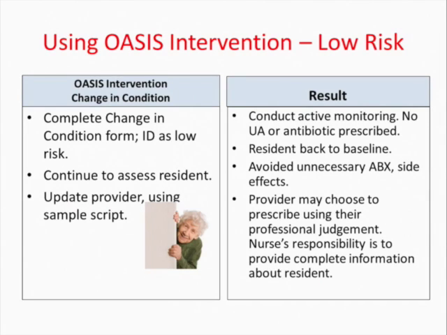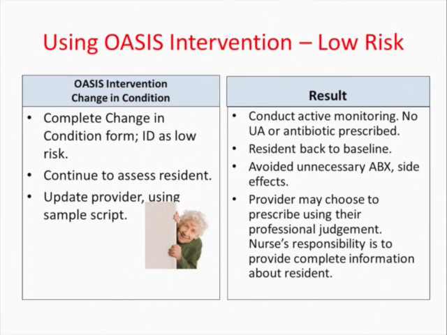So as an overview, using the OASIS intervention with this scenario, once a change in condition was identified, the resident is assessed and the change in condition form is completed. This process determined the resident was at a lower risk of infection. You continue to monitor the resident and update the provider using the suggested script. In this case, we are hopeful the results of using the OASIS intervention will be that the provider gives orders for staff to conduct active monitoring, no urinalysis or antibiotic prescribed.